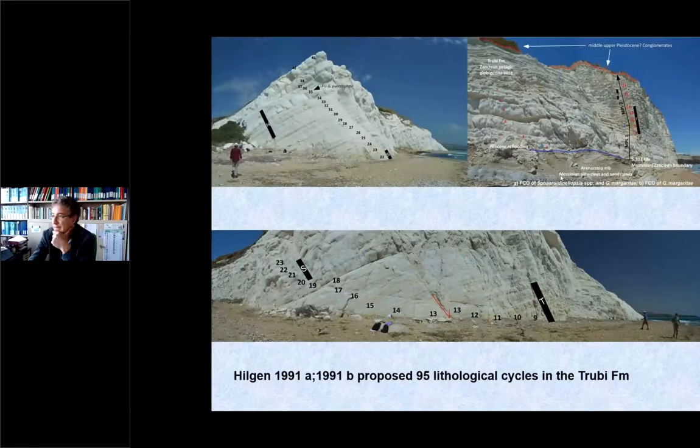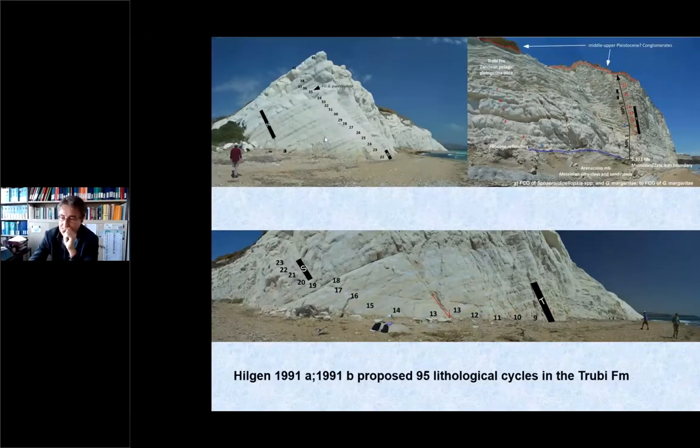If we look at this picture, Hilgen in 1991, in two publications, proposed numbering the lithological cycles. This is the base of the Trubi. So he numbered each lithological cycle from one, upwards. He recognized 95 lithological cycles in the Trubi Formation.